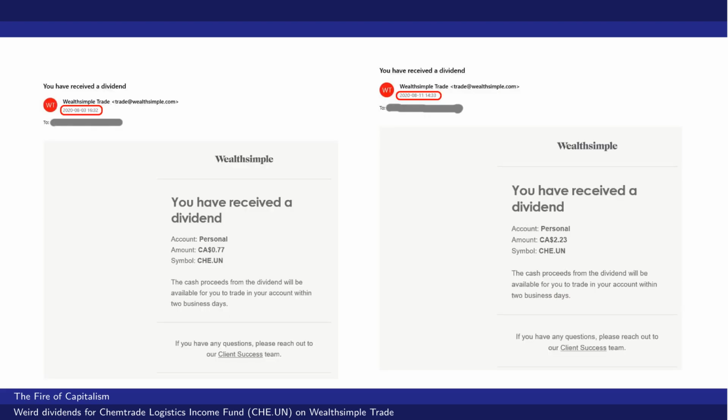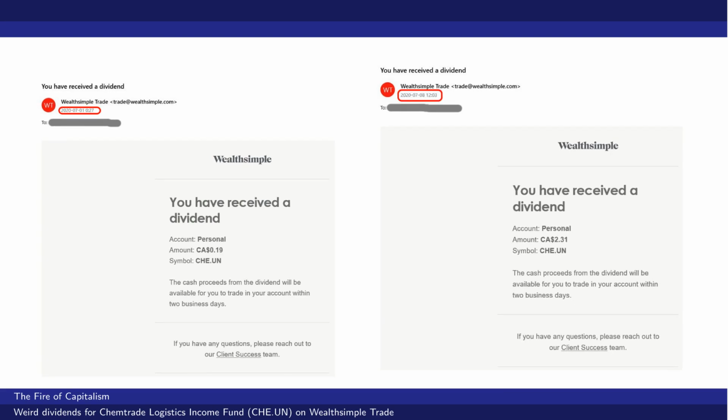Okay, so these are the screenshots for the emails that I received for these dividends. And what we see on these screenshots is the date when I received them. So the first dividend, 0.77, I received on August 3rd, and the second one, 2.23, I received on August 11. Okay, and so this issue is actually not the first time that it happened. Last month, the dividends I received for the same stock were basically the same.